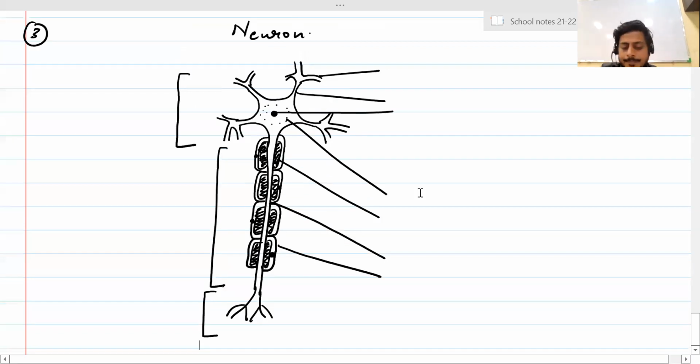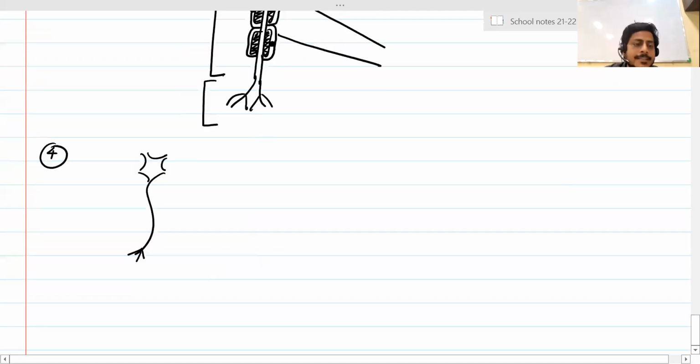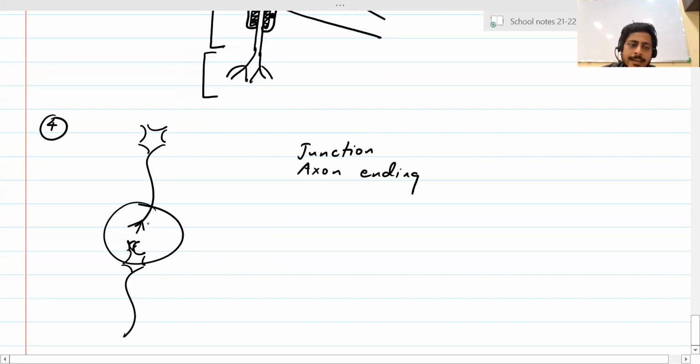The fourth one is your definition of a synapse. So if this is one neuron, this is the axon ending of a neuron, and this is the other neuron. These are the dendrites of the neuron. Then this area here is the synapse. We said that we'll not write point of contact, we'll write junction. It is a junction between two things. One is the axon endings of a neuron, and the other is the dendrites of another, separated by a fine gap.